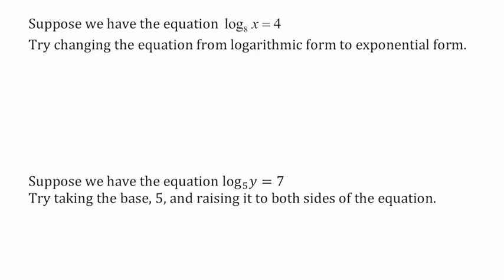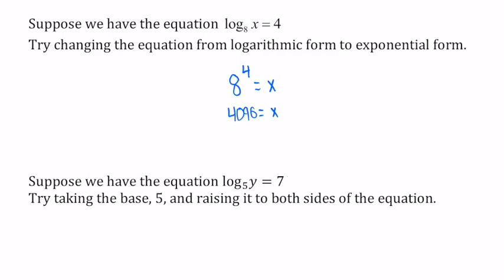The base of the exponential form would be the same as the logarithmic form, 8. Then the answer of the logarithm equation is the exponent of our exponential equation, 4. Here we would have 8 raised to the 4th equals x. Then if we calculate 8 raised to the 4th, it's 4,096. So 4,096 equals x is our solution.